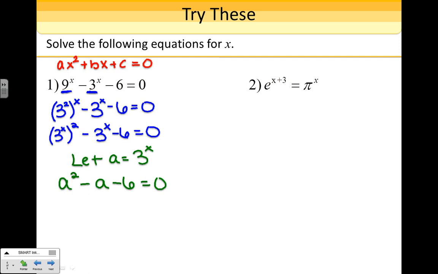So now we have a factorable quadratic equation. It factors to a minus 3, a plus 2. So we get a is equal to 3 and a is equal to negative 2.